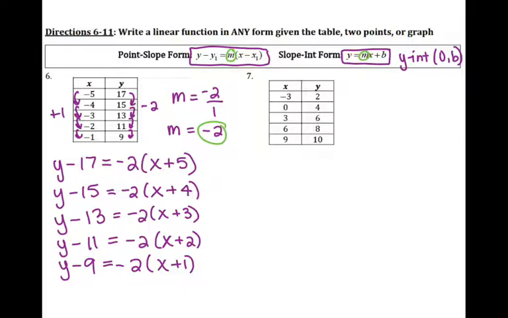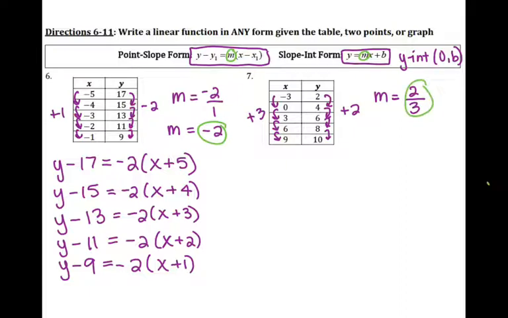Okay, number 7. I'm going to use the same idea. I'm going to start by finding my slope. So change in y, I am adding 2 each time. Change in x, I am adding 3. So my slope, m, is going to be change in y over change in x, so 2/3.